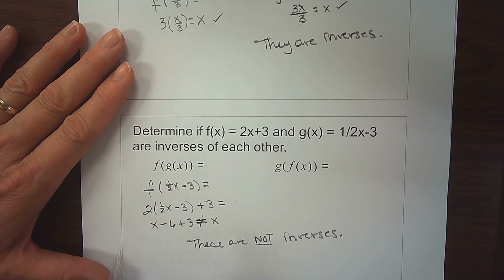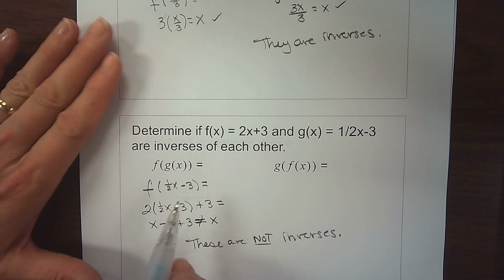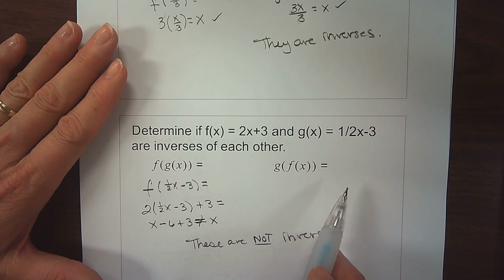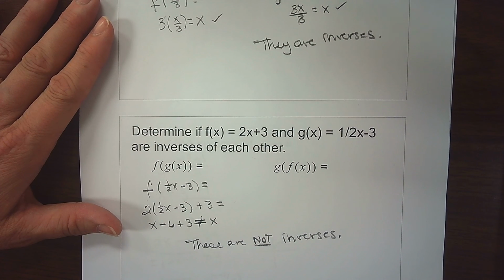However, sometimes the first one will work, and it's the second one that doesn't work. So be careful that if one works, you do have to show the other direction to be able to say, check, yes, they are really inverses of one another.